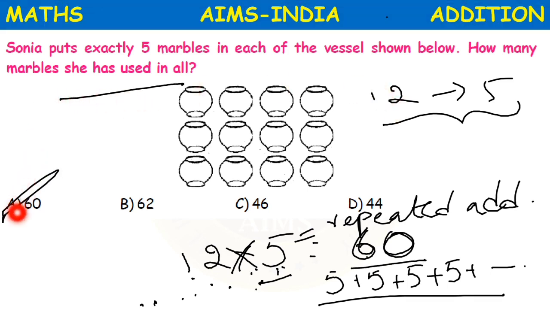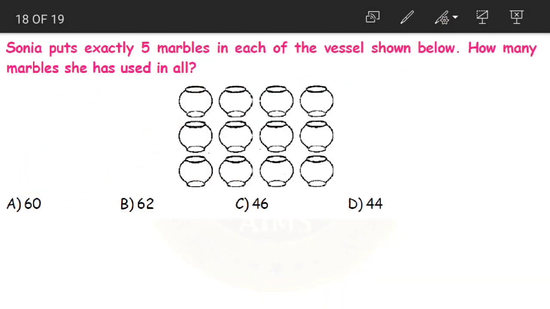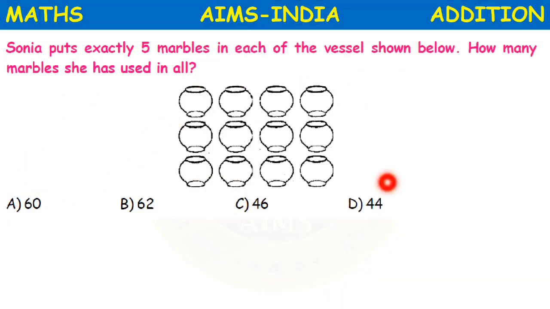Sonia used 60 marbles in all. Understood, children? See, this is how we solve this question. Why did we multiply? Because multiplication is nothing but repeated addition.